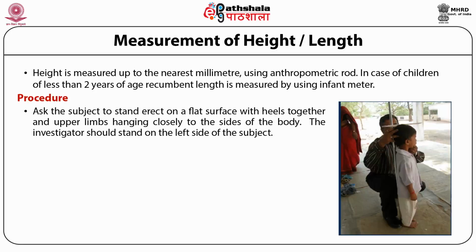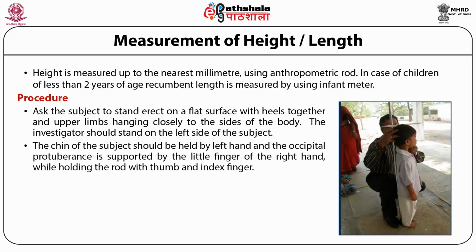The investigator should stand on the left side of the subject. The anthropometric rod, as you know, has 4 segments in it. After assembling the 4 pieces and sliding the head piece properly, the rod, held in the right hand, should be placed at the back of the subject, touching heels, buttocks and back of the head. The chin of the subject should be held by the left hand and the occipital protuberance is supported by the little finger of the right hand while holding the rod with thumb and index finger.